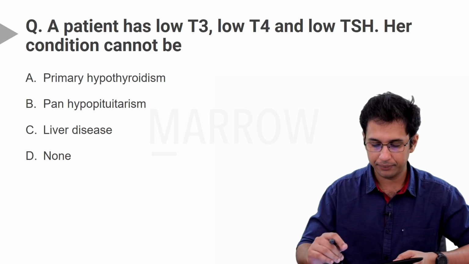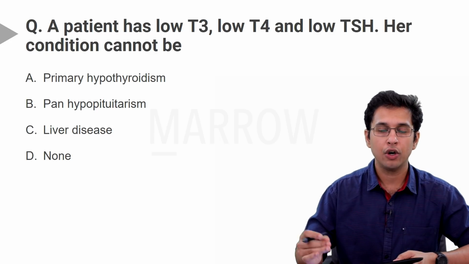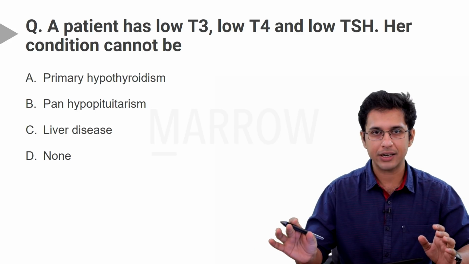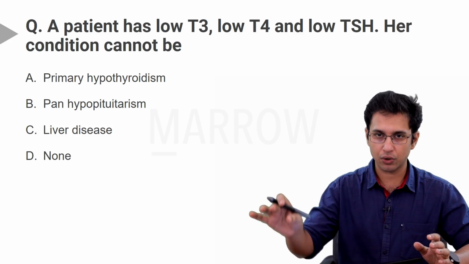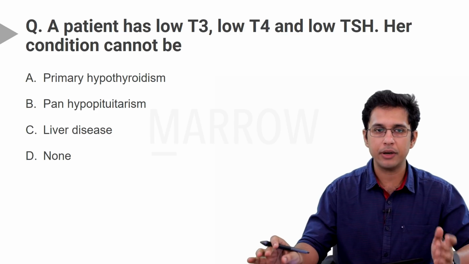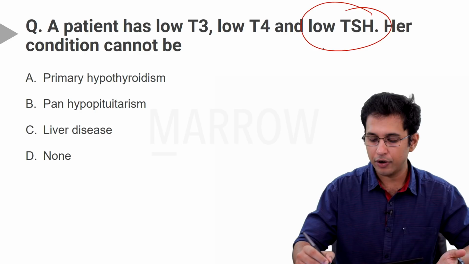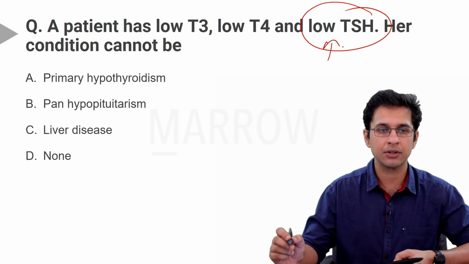Patient has low T3, low T4, low TSH. Low T3, low T4. You expect TSH to be high, but it is also low. Her condition cannot be primary hypothyroidism. Had it been primary hypothyroidism, we would have got an increased TSH.